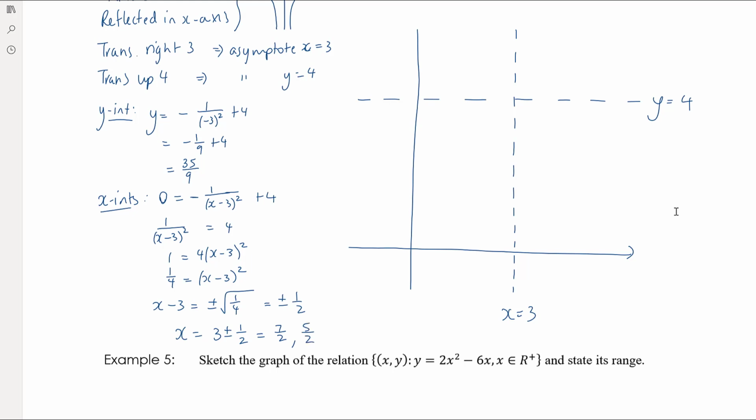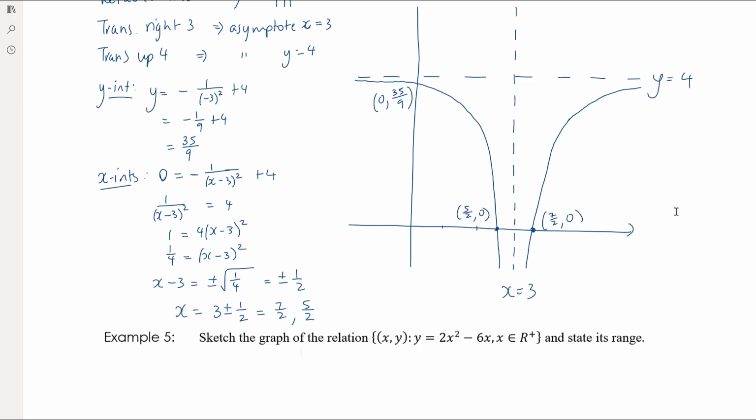Okay, so in terms of our graph, let's sort of roughly, it's going to be about there, our intercepts. And quite close up to this asymptote here, it's only a 1/9 below it. Okay, labelling our intercepts, 7 on 2, 0, 5 on 2, 0, 0, 35 on 9. So again, intercepts were missing from a lot of your homework graphs. Okay, so that's the first part of the question.